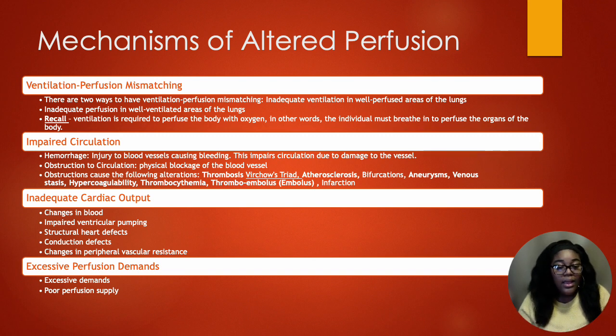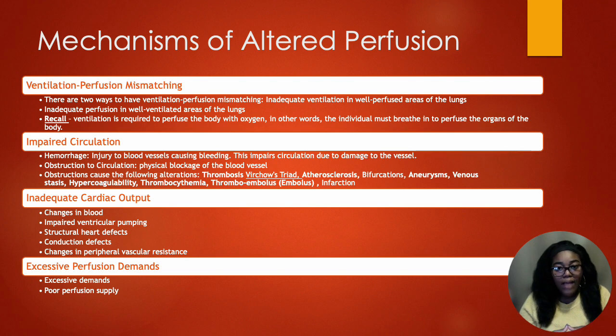And then your excessive perfusion demands. So again, your body could have too much requirement, or you need too much oxygen to deal with certain things in your body, and you don't have enough ventilation power to meet the perfusion demands, and that will also cause an alteration. But one of the main ones I do want to talk about is Virchow's triad.